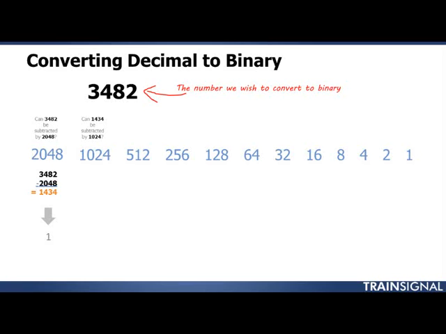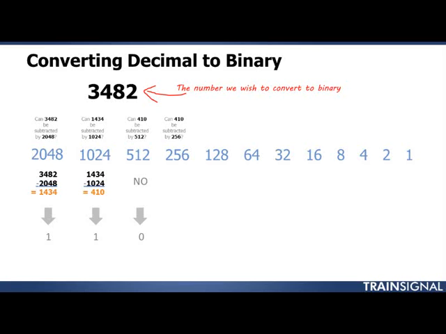Next, can 1,024 be subtracted from that remainder, that 1,434? Well, yeah, it can. So let's do it. We'll go ahead and subtract it, and we put a 1 under 1,024. And when we subtract it, we end up with 410. So then we ask, can 512 be subtracted from 410? And the answer is no, it cannot. In other words, 512 is too big. Remember how 4,096 was too big? Well, 512 is too big. So we're going to put a 0 there.